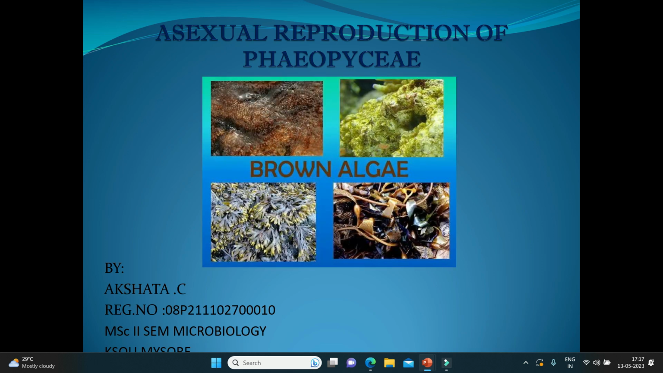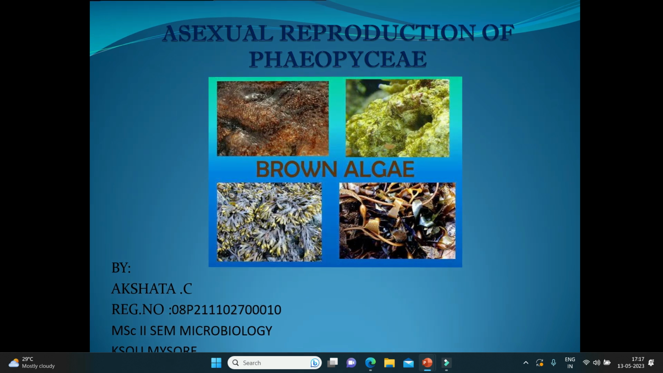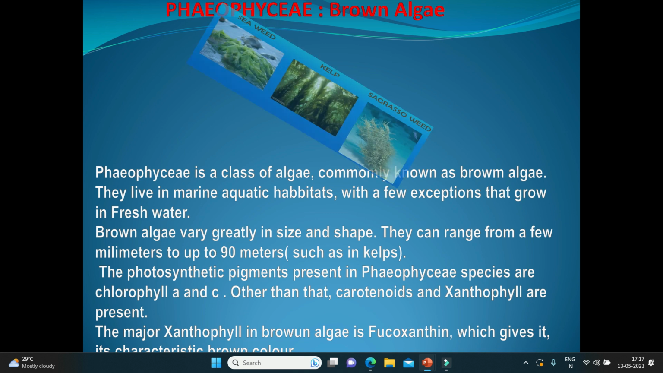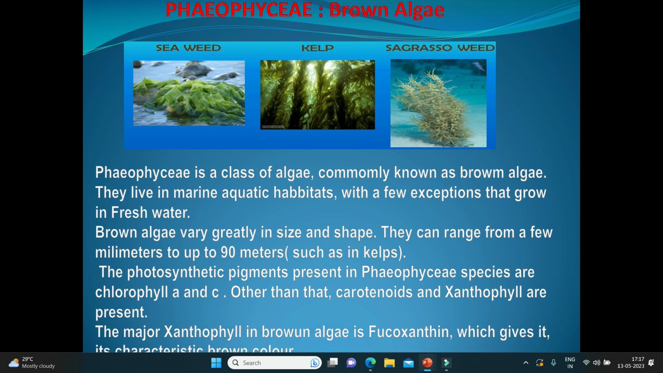So, as we all know, Phaeophyceae is commonly called brown algae. It is a class of algae that live in marine aquatic habitats, with a few exceptions that grow in fresh water. Brown algae vary greatly in size and shape. They can range from a few millimeters up to 90 meters.